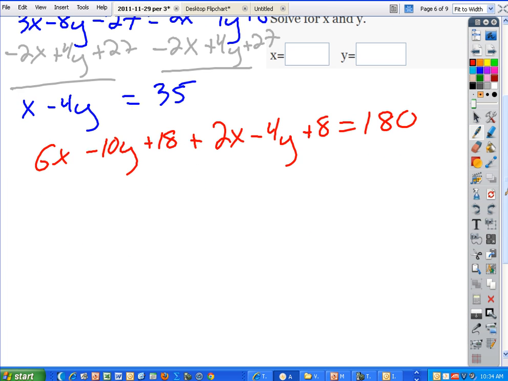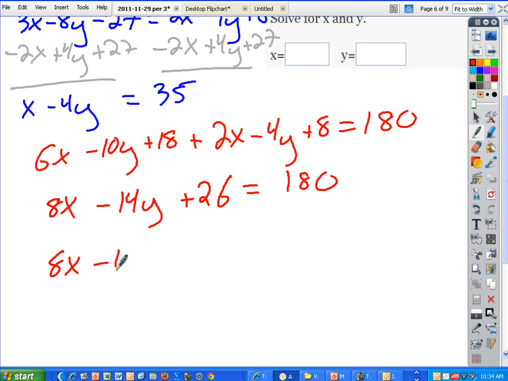If I simplify that, if I combine like terms, 6x and 2x is 8x, good. Negative 10y minus 4y is negative 14y. 18 plus 8 is 26. Okay, and then last step. Yeah, let's push the 26 over here. Subtract 26 from both sides. And so I just get 8x minus 14y equals 154.